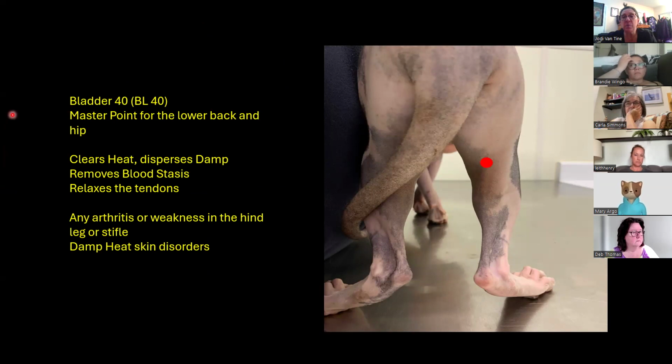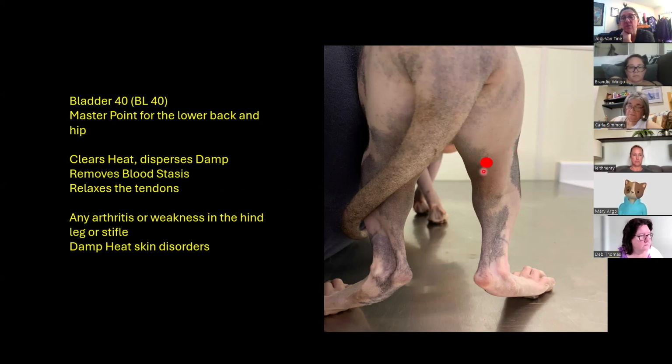And then this is the last point. This point's really easy to find. It's called bladder 40. It's at the back of the knee. So if you flex your pet's hind leg, there's usually a big hole or a depression right behind the knee. Just stick your thumb right in that, and that's bladder 40. That is the master point for the lower back and the hip.